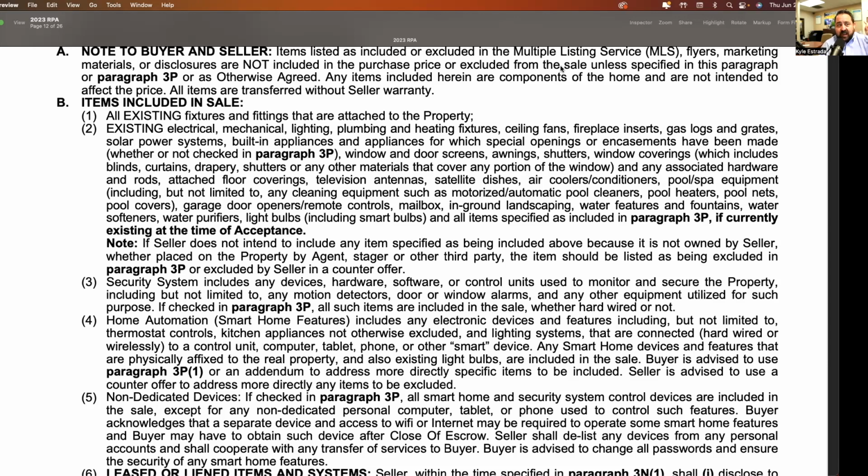Now, if they don't want it to, then you've got to make sure that it's in the purchase agreement as excluded, and we'll get to excluded stuff, it looks like, next week. But if you see it currently exists at the time of acceptance, look, I know it says at the time of acceptance you can take it out, but if I market it with that stuff, I've got to leave it in. Okay, note, if seller does not intend to include any item specified as being included above because it is not owned by seller, whether placed on property by agent, stager, or other third party, the item should be listed as being excluded in paragraph 3P or excluded by seller in a counteroffer.